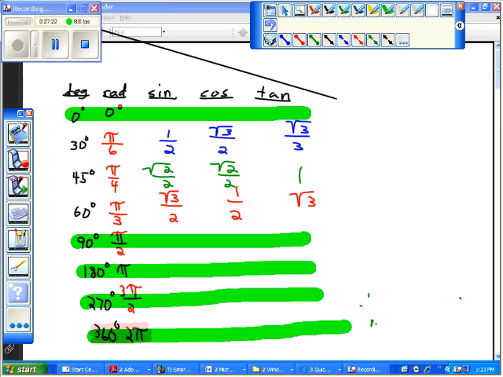Who knows? Okay, now let's talk about quadrantal angles. That's the stuff I've got highlighted in green.